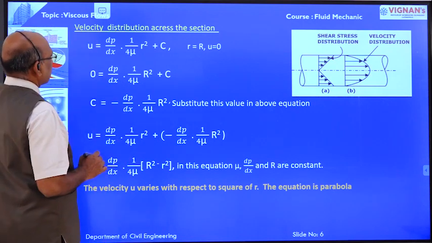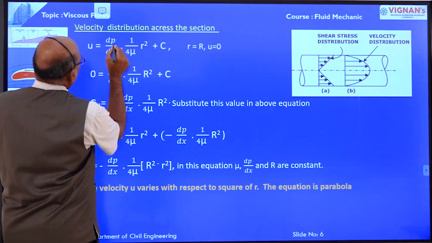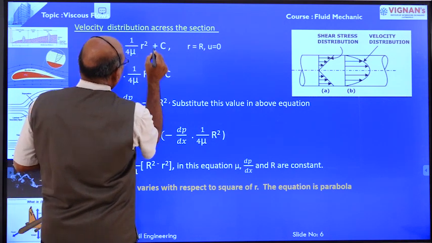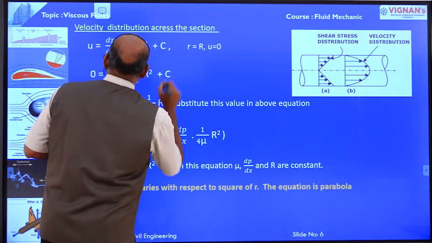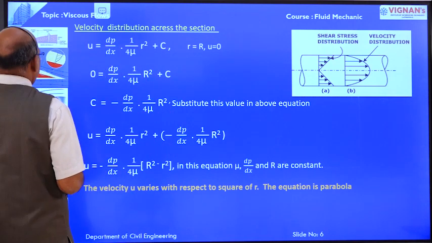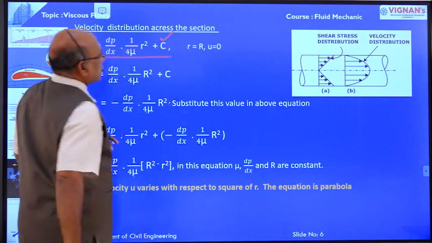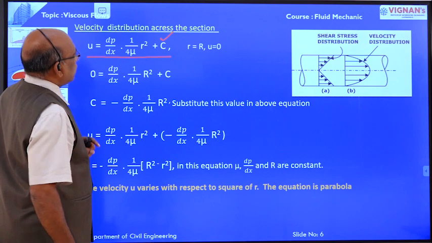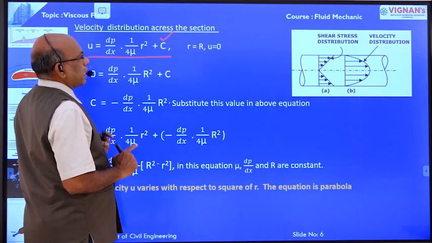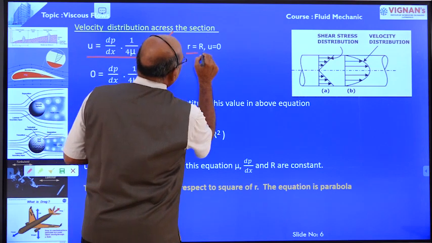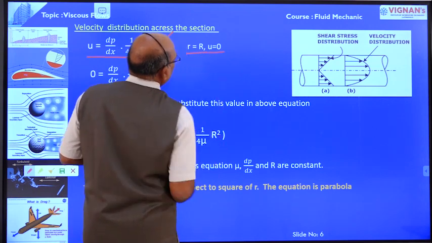Here u equals ∂p/∂x into 1 by 4μ r² plus C. This is already derived in the earlier slide. We want to determine the constant of integration, as per the boundary conditions: r equal to capital R, u is equal to 0.